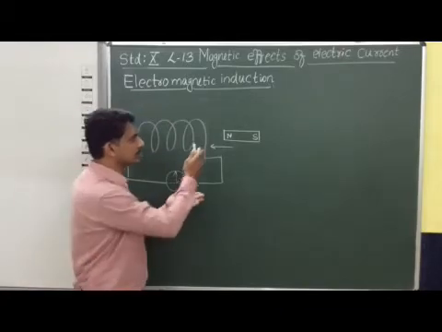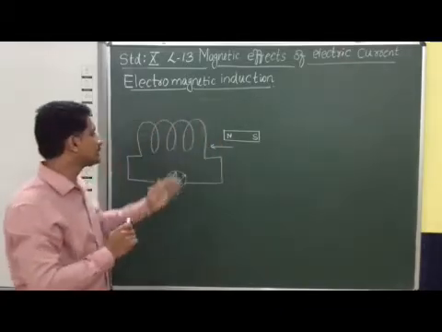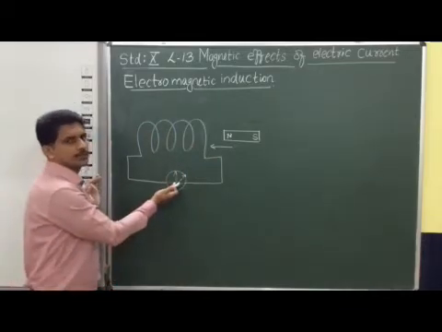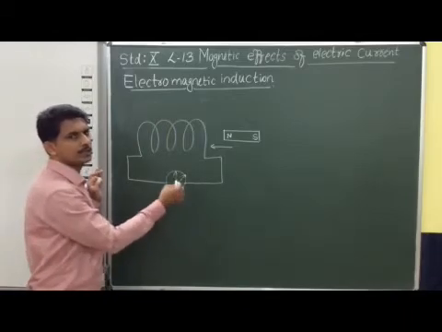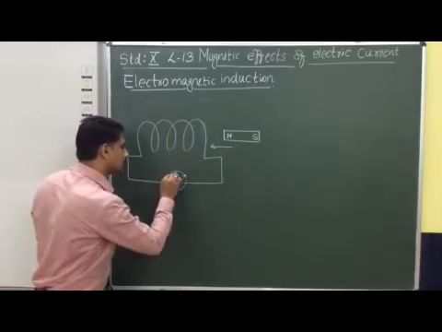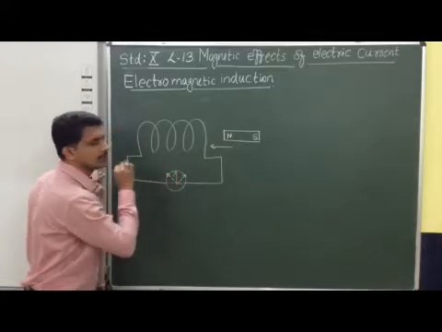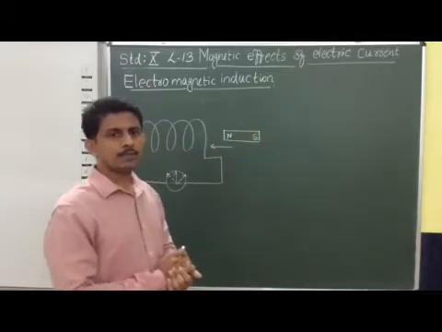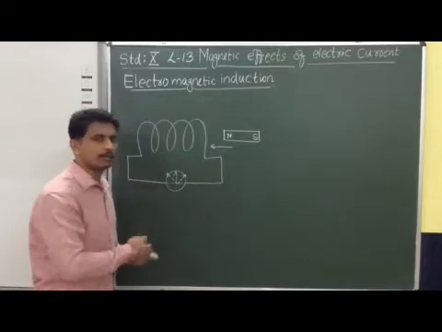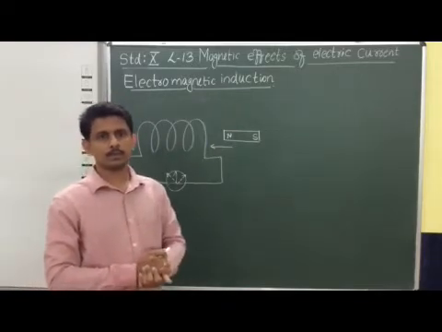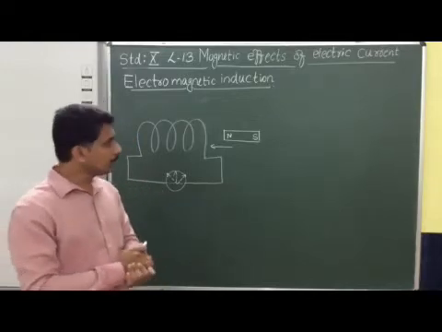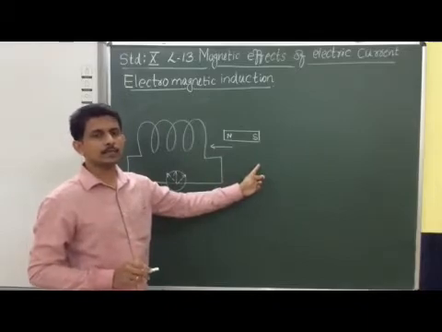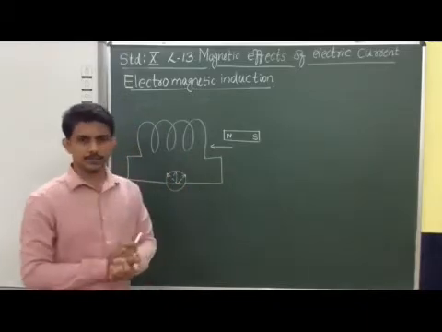Similarly, when this bar magnet is going away from this coil, that time also we can observe that the pointer is showing deflection, but this time in the opposite direction, towards the left side. And whenever the magnet comes to rest, immediately the pointer comes back to its original position. So whenever this bar magnet is moving towards the coil or away from this coil, the galvanometer shows a deflection.